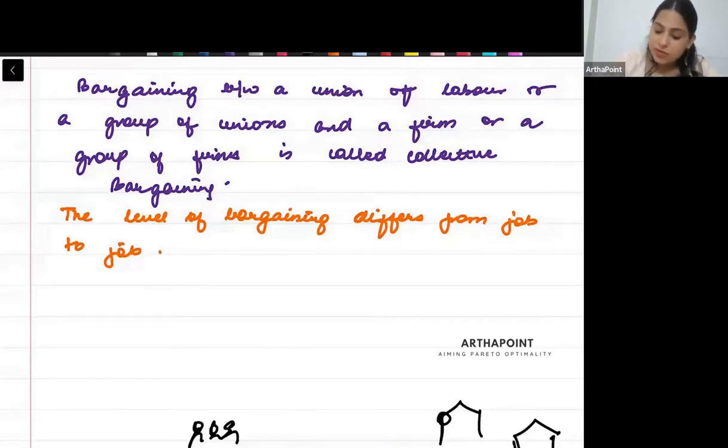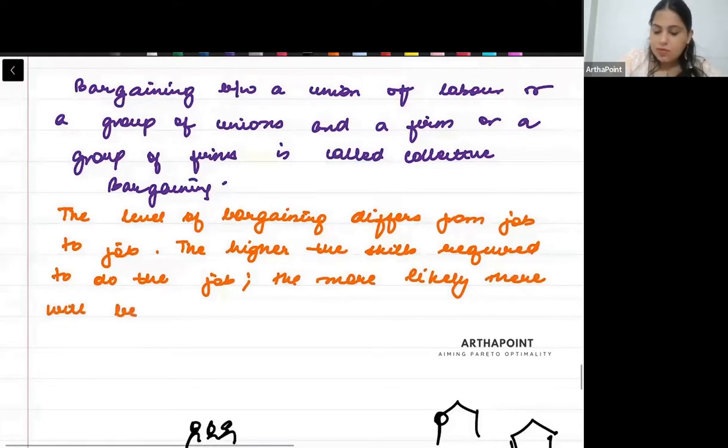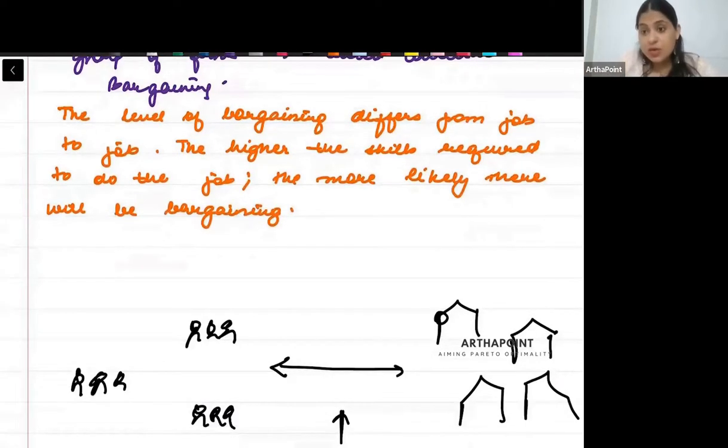Okay, so please write down: the higher the skills required to do the job, the more likely there will be bargaining. So if you require more skills, जैसे CEO का job, then he can command any wage, right?